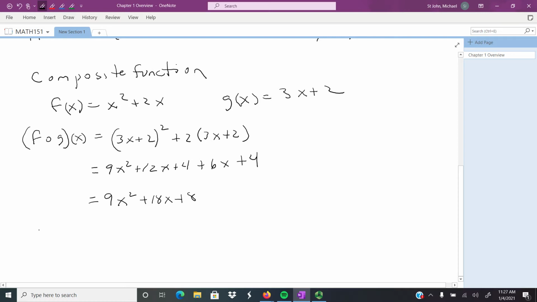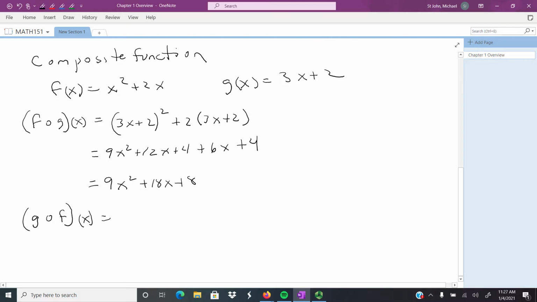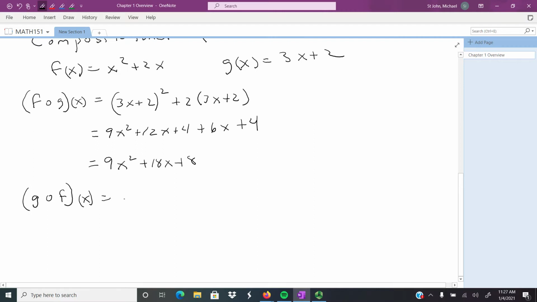And then we could do this the other way and do g of f. So now this says start with the g. Everywhere you see the x, plug in the f of x. So this is now going to be 3 times (x squared plus 2x) plus 2. So this will be 3x squared plus 6x plus 2. So we had in terms of that.